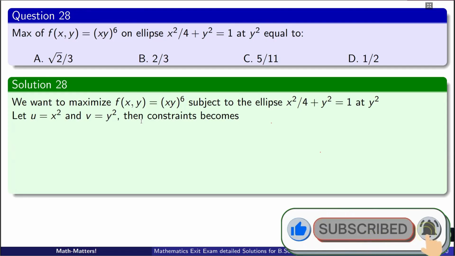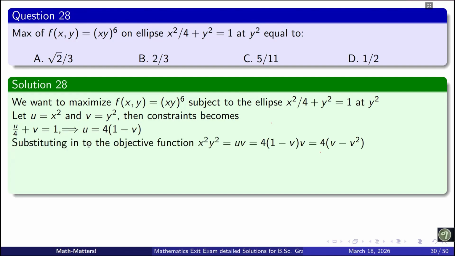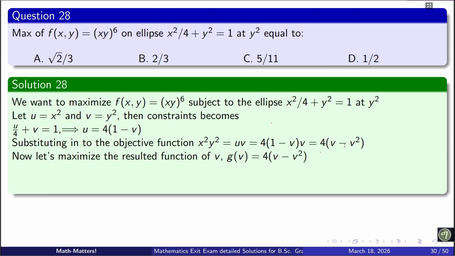Then the constraint, that is the equation of the ellipse, in terms of the new variables becomes u over 4 plus v is equal to 1, which implies u is equal to 4 times (1 minus v). And substituting into the objective function x squared y squared, which is equal to uv, gives 4 times (1 minus v) times v, which is 4 times (v minus v squared). Now let's maximize the resulting function of v, that is g of v, which is equal to 4 times (v minus v squared).